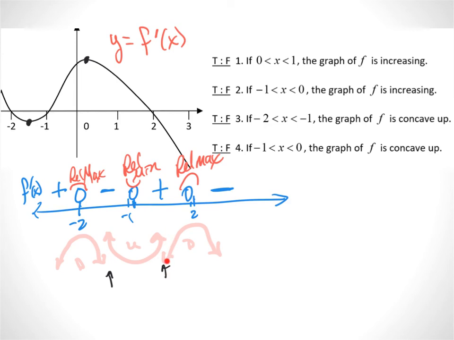Remember we said something interesting is happening here? Where that's happening is right here, a little to the right of 0. So is it concave up everywhere from negative 1 to 0? Yes, it is. The answer is true. So these were true, true, and false.